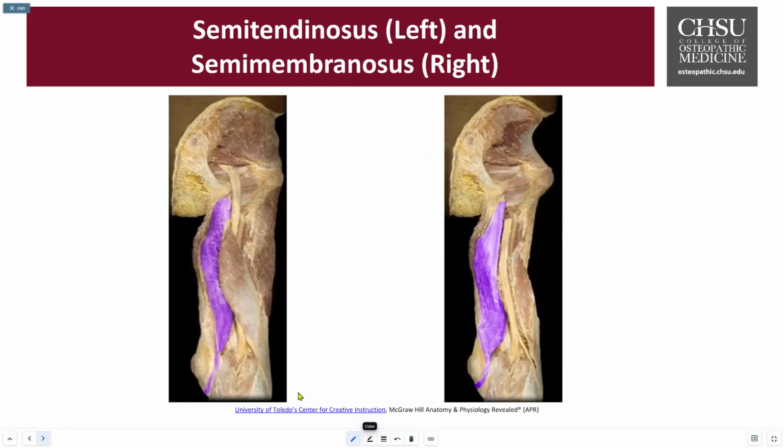Here is a picture showing you the hamstring muscles dissected. This is the semitendinosus on the left-hand side, shown in purple, and then we have on the right the semimembranosus muscle.